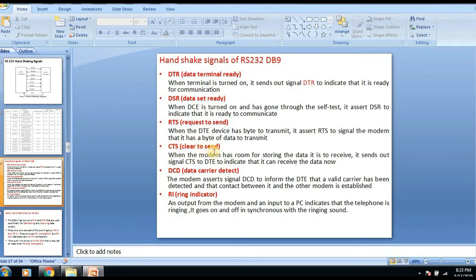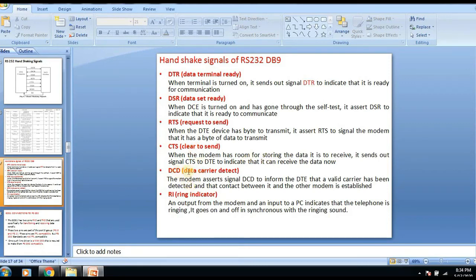So this one is the acknowledgement to this signal, that is, when the modem has room for storing the data to receive, it sends out the signal CTS to the DTE to indicate that it can receive the data now. So without this handshaking signal, the DTE cannot send the data. After receiving this acknowledgement, only then will the DTE send the data.